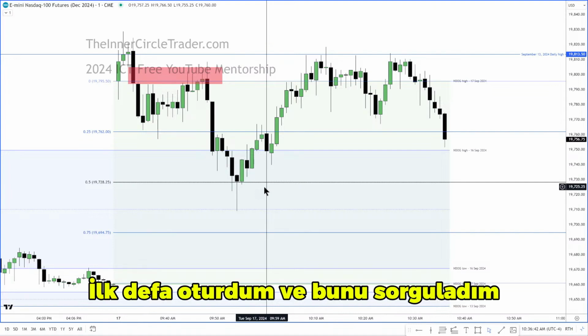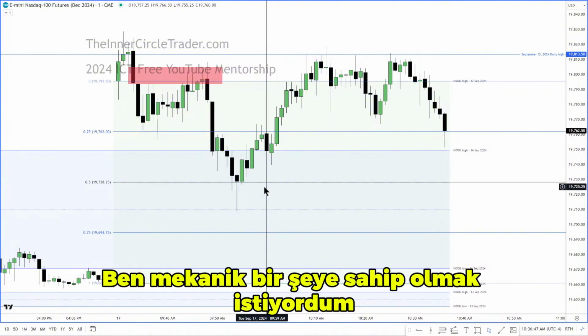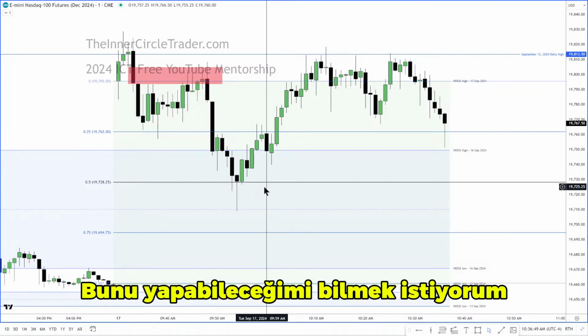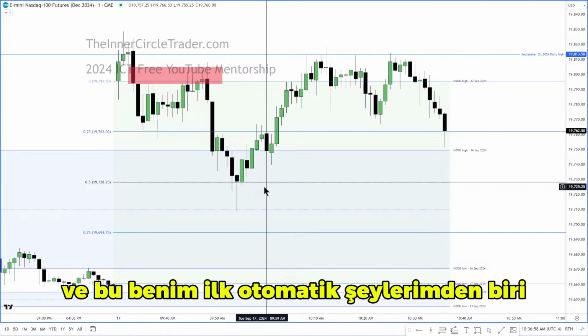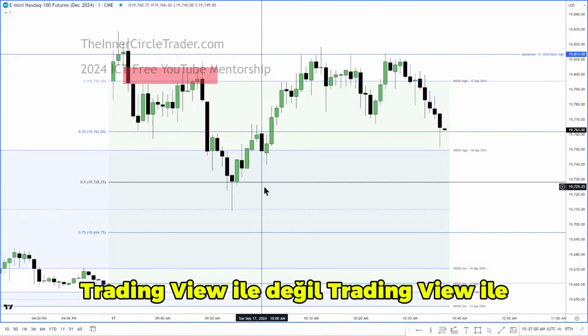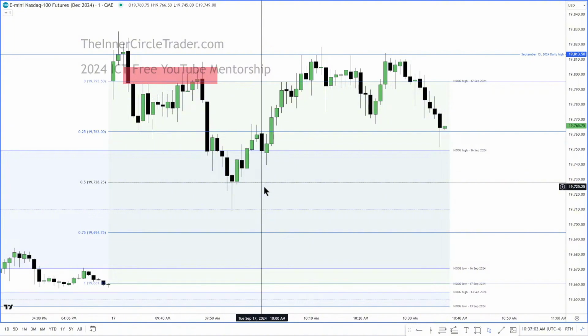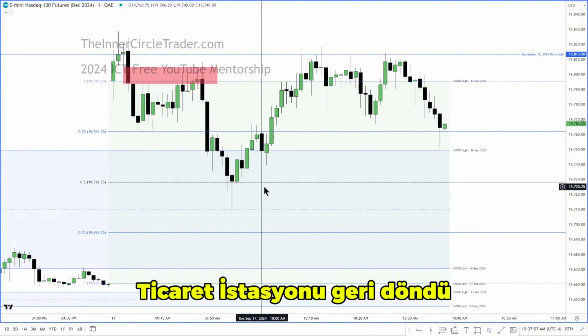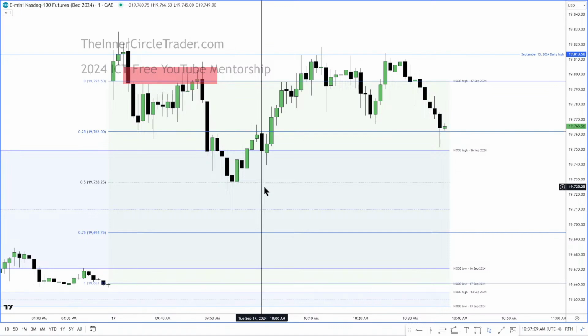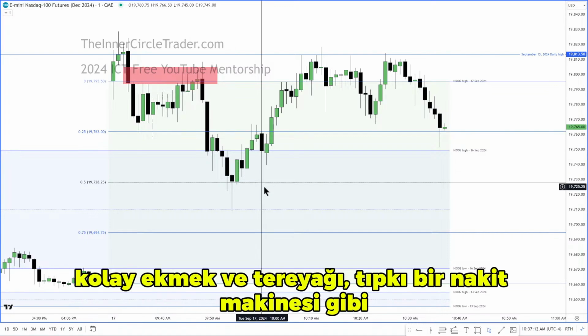Trust me, the first time I sat down and I put this to task, I wanted to have something that's mechanical, that I want to know that this is what I can do, and I will set up a scenario where I can automate it. And this is one of my first automated things with TradeStation. I did a lot of coding with EasyLanguage with TradeStation back in the 90s. And this was one of my simplest, easy, bread and butter. It's like a cash machine.